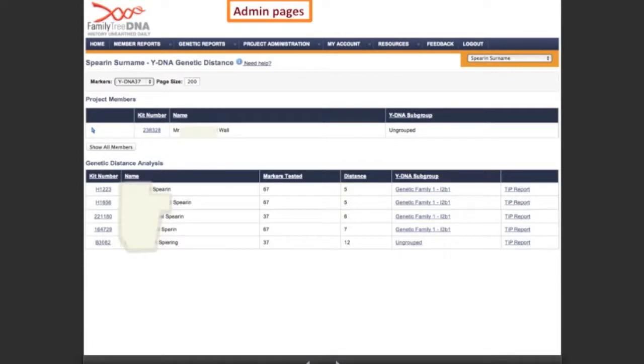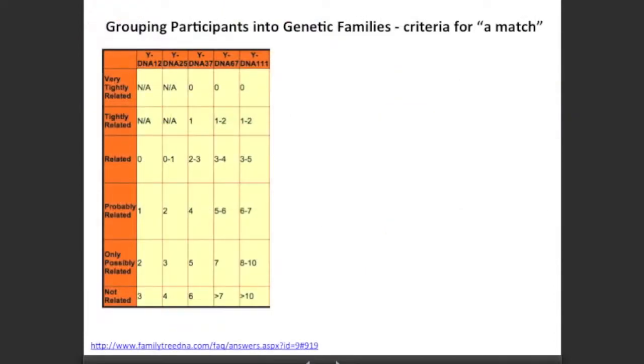So you can do this for every person in your project and see how far they are from every other person in your project. And this genetic distance is what we spoke about earlier on, and it's very, very important because according to the Family Tree DNA FAQ, frequently asked question, and there's the link down there, using the YDNA37, if the genetic distance is 0, then you're very tightly related. If it's 1, you're tightly related. If it's 2 to 3, you're related. If it's 4, you're probably related, but if it's 5, it's only possibly related. And if it's 6, it's not related at all.